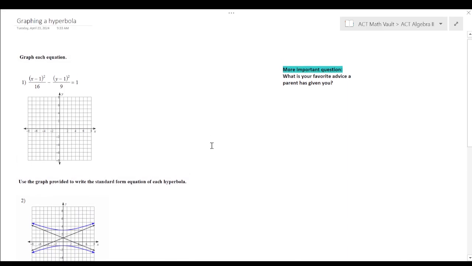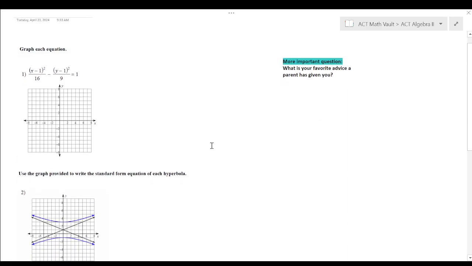will do. The more important question to think about though is, what is your favorite advice a parent has ever given you?